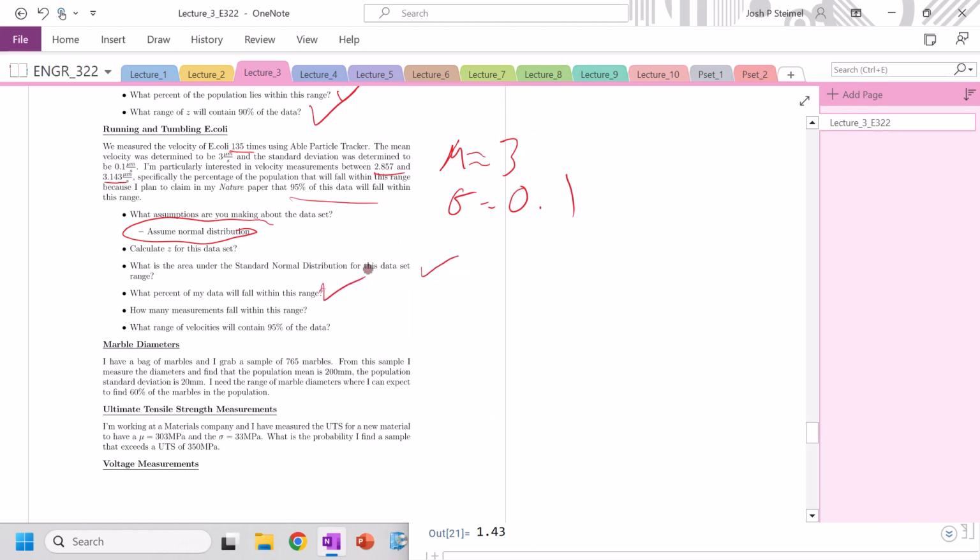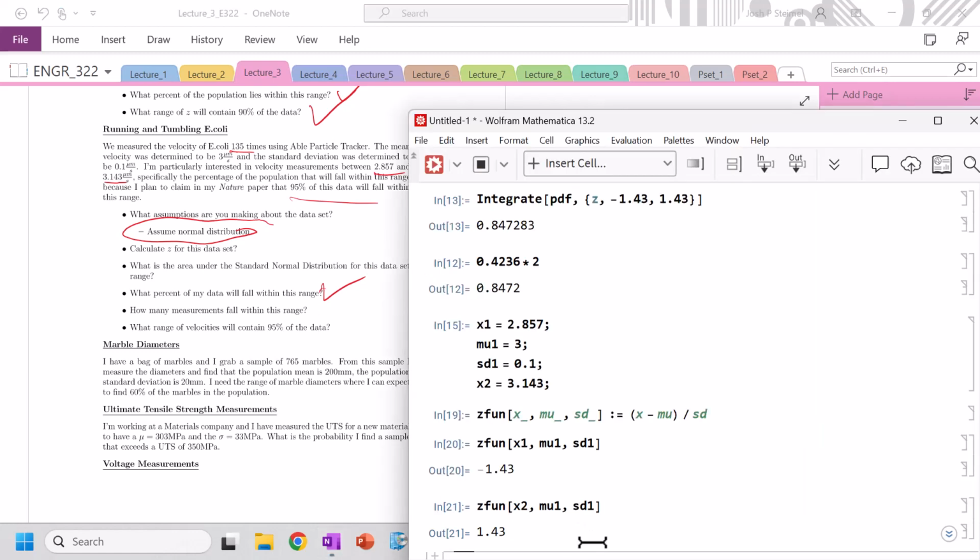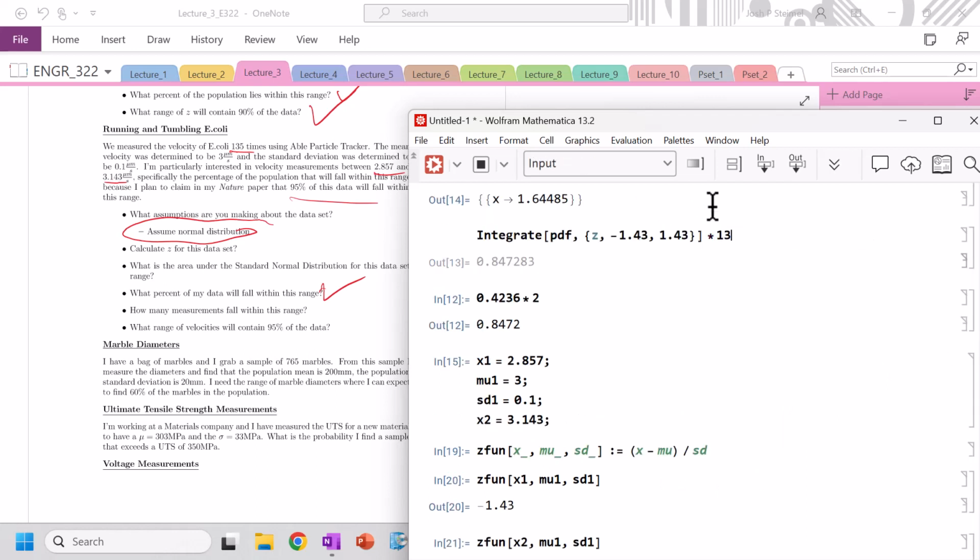How many percent fall within this range? How many measurements is a good question. Let's do the integration, or actually we have the integral right here. I can now multiply this by 135. So we should expect about 114 measurements to fall within that range.